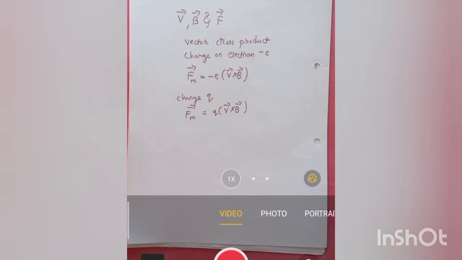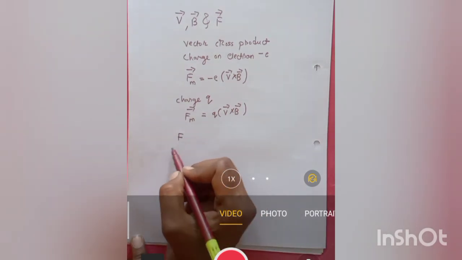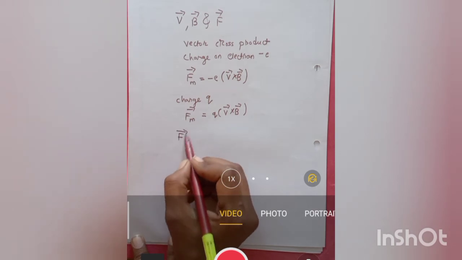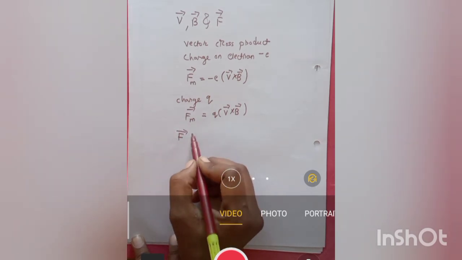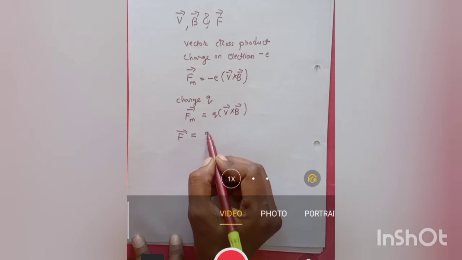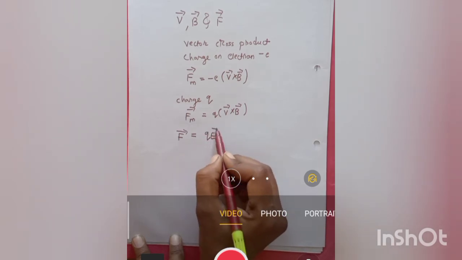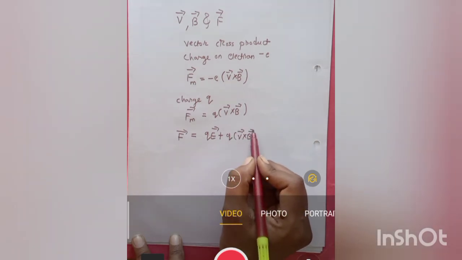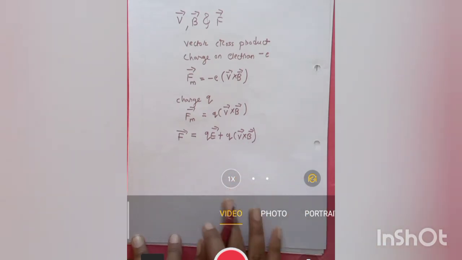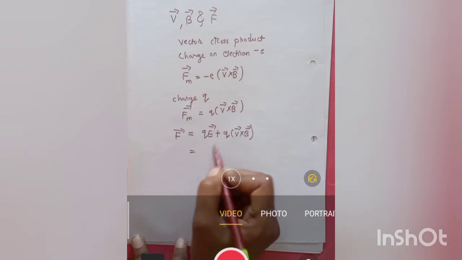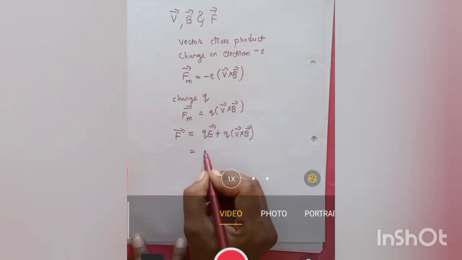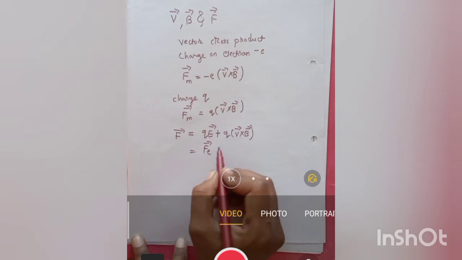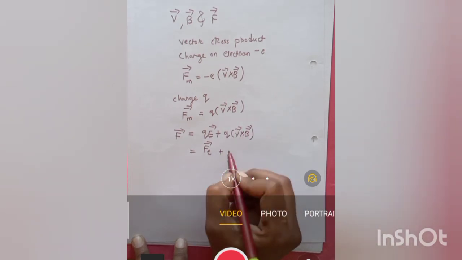What it tells you is that if both electric and magnetic field are present, the net force on the charge will be given by q vector E in the electric field, plus q vector v cross vector B in the magnetic field. This is the force on charge q in electric field, Fe, plus this is the force on a charge q in magnetic field.